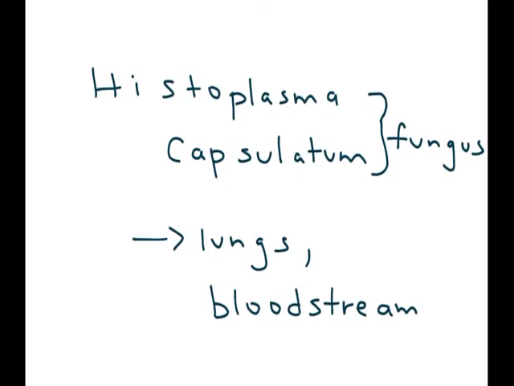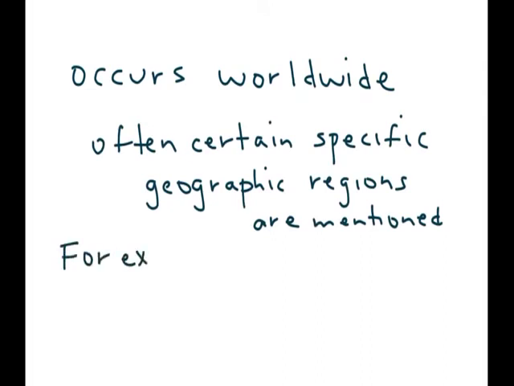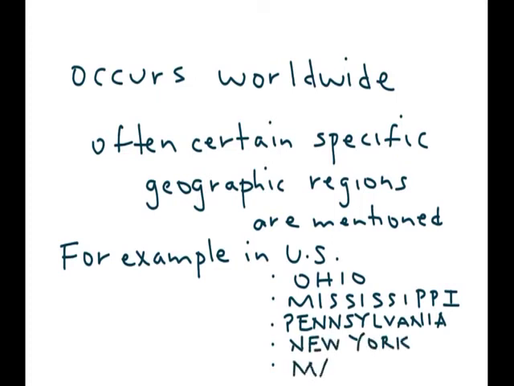Now, histoplasmosis occurs worldwide. Questions on licensing exams often list certain specific geographic regions. For example, in the United States, they will list certain states where the patient lives or where the patient may have recently gone to, sort of as a clue that the patient has developed histoplasmosis. And I'll list a few of the places: Ohio, Mississippi, Pennsylvania, New York, Maine, which is a state in the northeast part of the United States. So just keep that in mind if you have a clinical vignette that mentions a patient who either lives in one of these places or has gone there recently and then later developed symptoms.